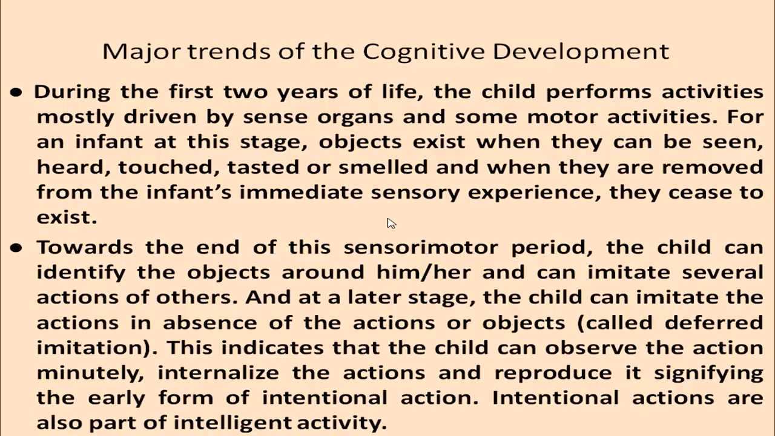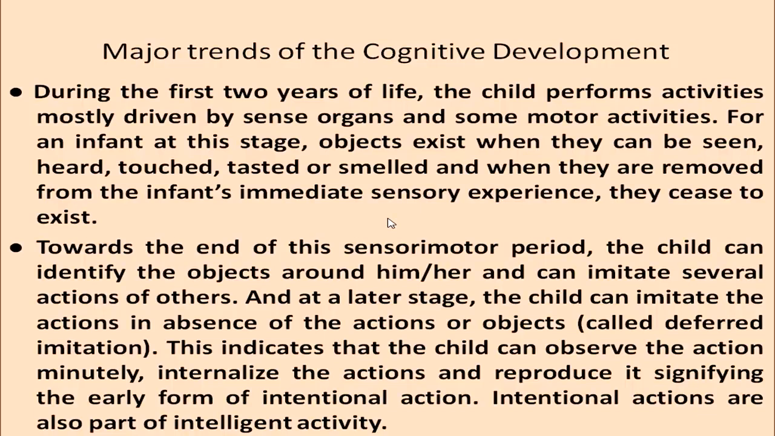So, something that does not exist in front of them, if you remove something in front of them, they stop thinking about it. But gradually, as they grow a little older, you put something in front of them and remove that, and the child will look in the direction where you are trying to hide that object. So, they overcome object permanence also very soon. Towards the end of this sensory motor period, the child can identify the objects around him or her and can imitate several actions of others.